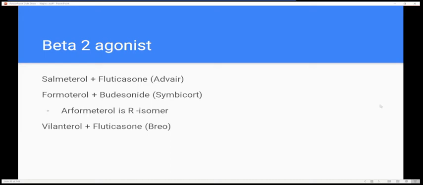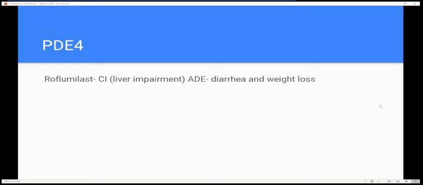But then the last drug we have here is a PDE4 drug. It's called Roflumilast. The main things about that: it's contraindicated, which means you can't use it, if someone has liver issues. A CI on my slides means contraindicated, just in case you guys didn't know that. And the main adverse drug events are diarrhea and weight loss. So these are pretty important to know. That's it for COPD. I went into more detail on the asthma drugs, but this is just how you treat COPD and how you categorize it. Not too hard.